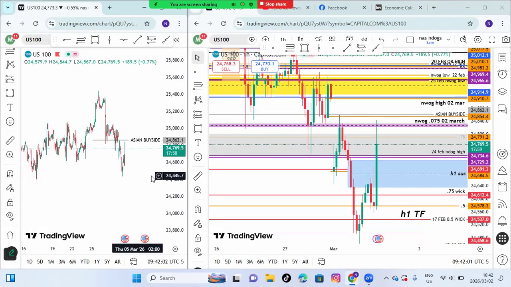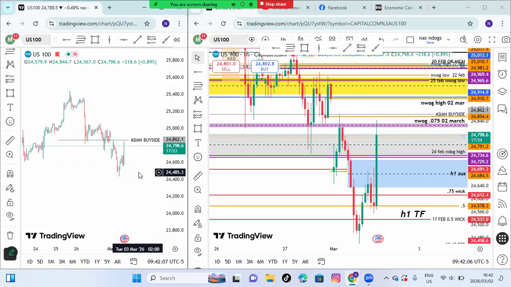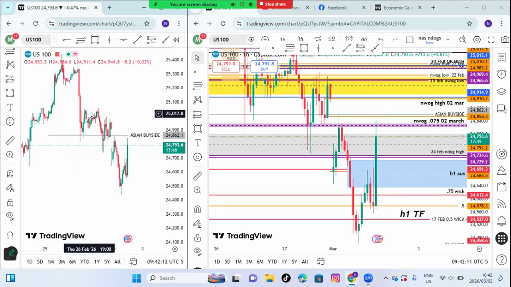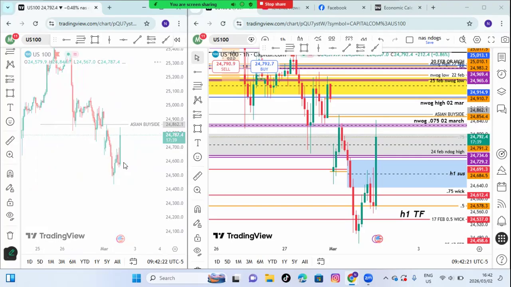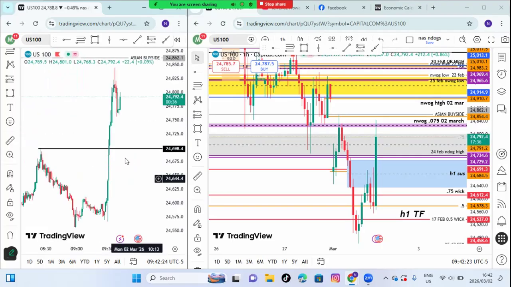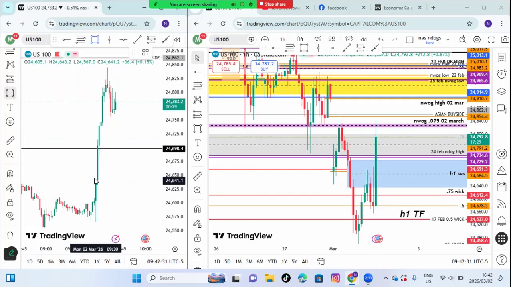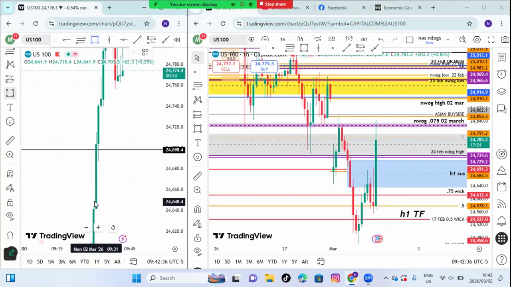What's this? This 9:30, this is the first presented fair value gap after 9:30. Oh, this 9:30.